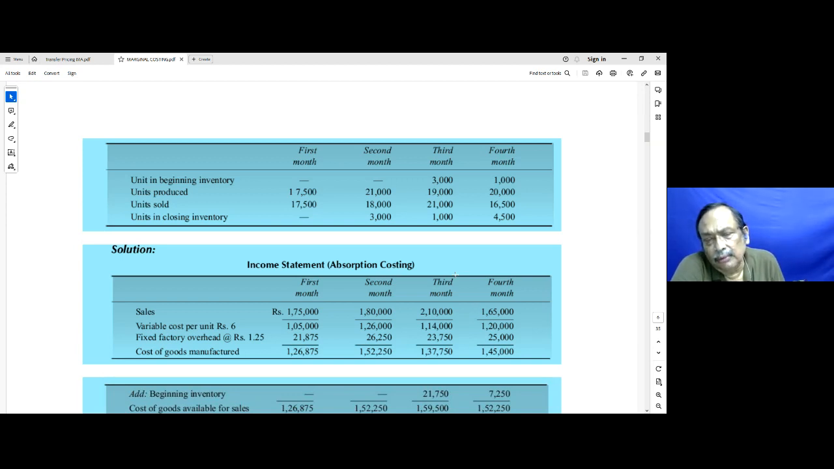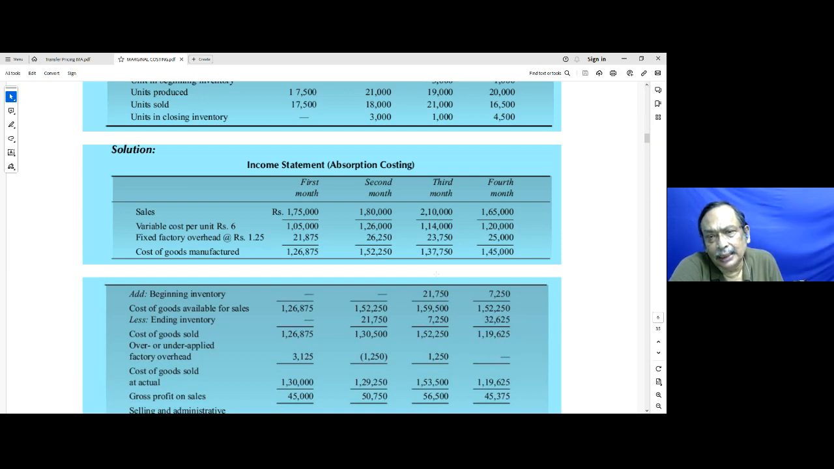So, firstly, we are going to prepare the income statement under absorption costing. We have 4 months, first, second, third, and fourth. Sales we have, then variable cost per unit ₹6 multiplied by the number of units, then fixed factory overhead at the rate of ₹1.25. So the cost of goods manufactured, after adding the variable cost per unit ₹6 and fixed factory overhead at ₹1.25, comes to 21,875. I am coming to it one by one. Then we add beginning inventory. Beginning inventory was not there.